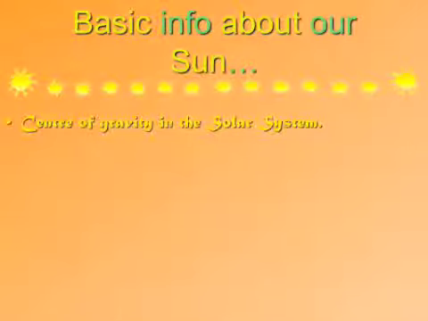Here is some basic information about our sun that can be really helpful. First of all, the sun is the center of gravity in the solar system. It is the reason why the Earth and the other planets have rotations and revolutions.